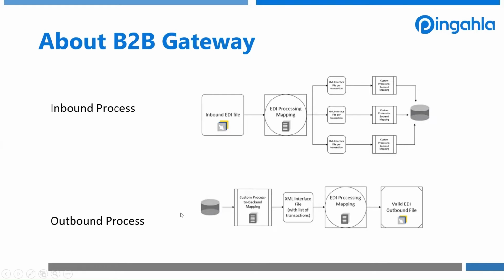Similarly, for the outbound process, first the custom backend mapping runs, which converts the source file to XML interface file, and then the inbuilt EDI processing mapping runs, which converts the XML to EDI and validates the EDI file.